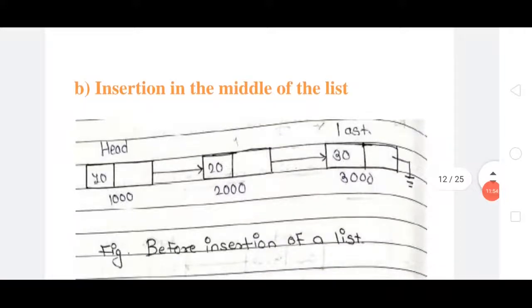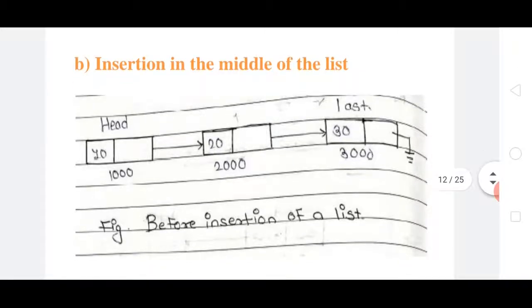Now the second situation, which is insertion in the middle of the list. Suppose you want to insert a new node in the middle of the list, then we can insert here. Now see in the figure, the name of the figure is before insertion of a list. The figure contains three nodes. The first node contains the element 10, the second contains the element 20, and the last node contains the element 30.